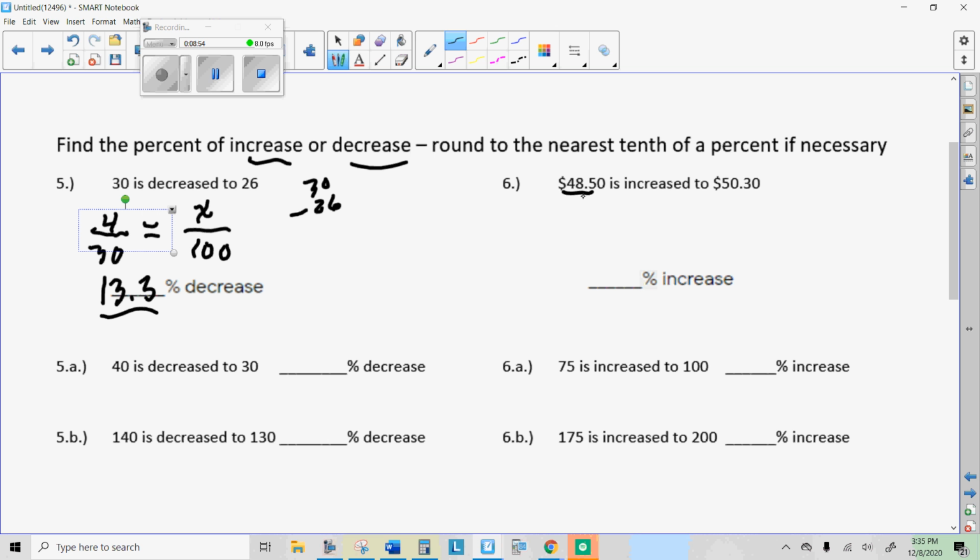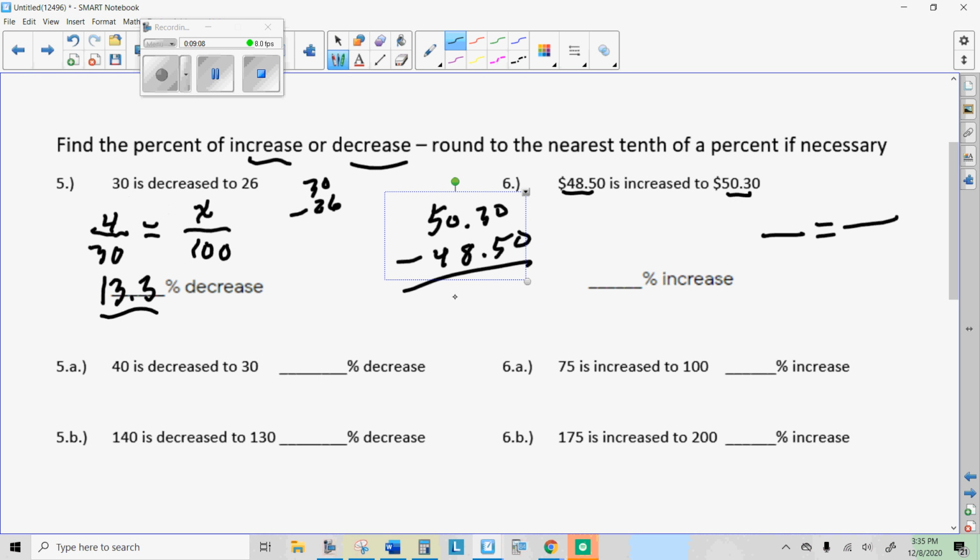Okay, so I have to figure out how much I'm going up here because it's a percent increase. That's my part. And I would do that by subtracting 50.30 minus 48.50. And I think that's $1.80. That's going to be my part. My whole is the original, which is 48.50.